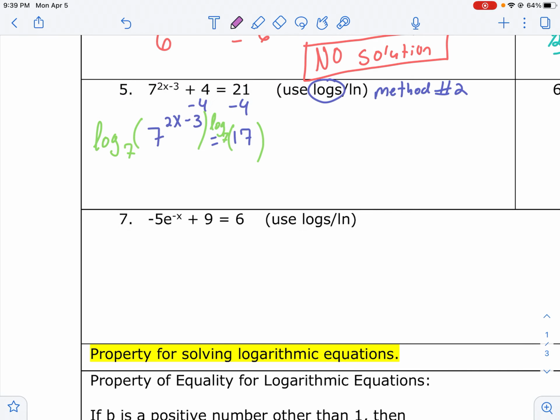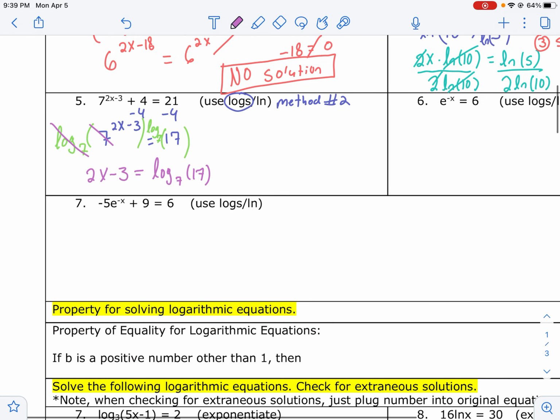So you take the log with the same base as the exponent because we learned the other day that this log and the base cancel. And so we're just left with 2x minus 3, and that's going to be equal to log base 7 of 17. At this point, you could get the decimal here, or you could just keep it as it is and keep going and plug it all into your calculator at the very end. But let's just grab the decimal right now. So this is going to be 2x minus 3 is equal to log base 7 of 17.